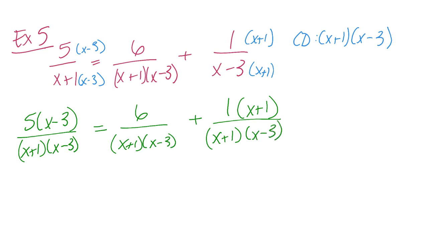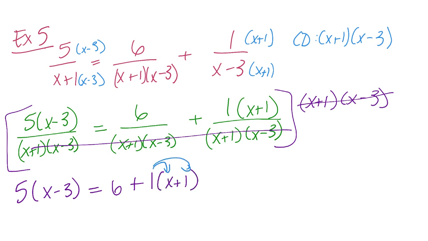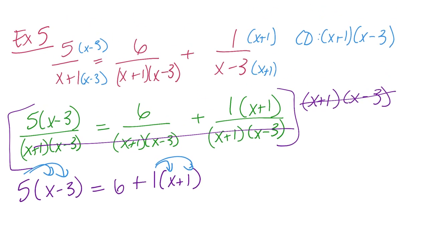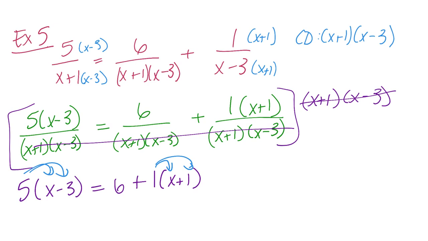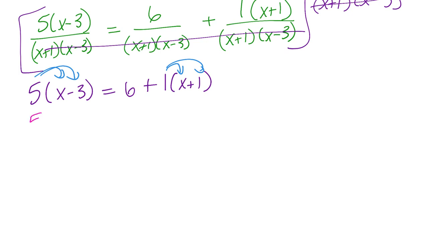All right, so then we can times the whole thing by (x plus 1)(x minus 3). That way we can get rid of all the crazy fractions. 5 times (x minus 3) equals 6 plus 1 times (x plus 1). We can distribute. And once we distribute, we get 5x minus 15 equals 6 plus x plus 1.